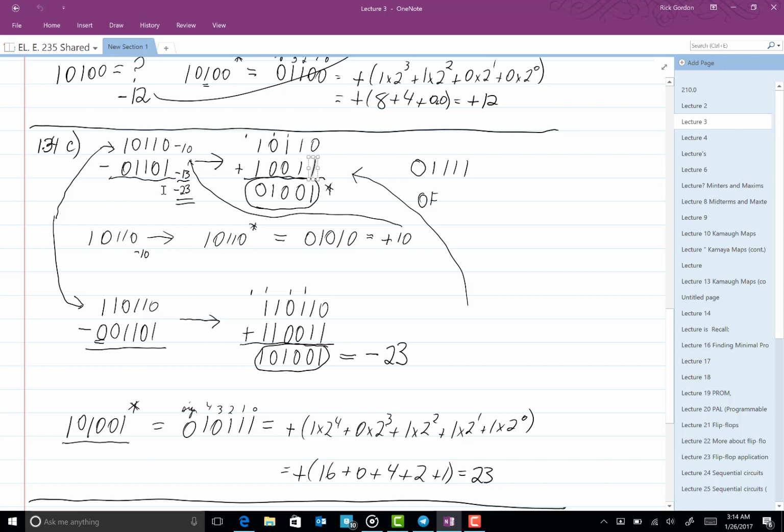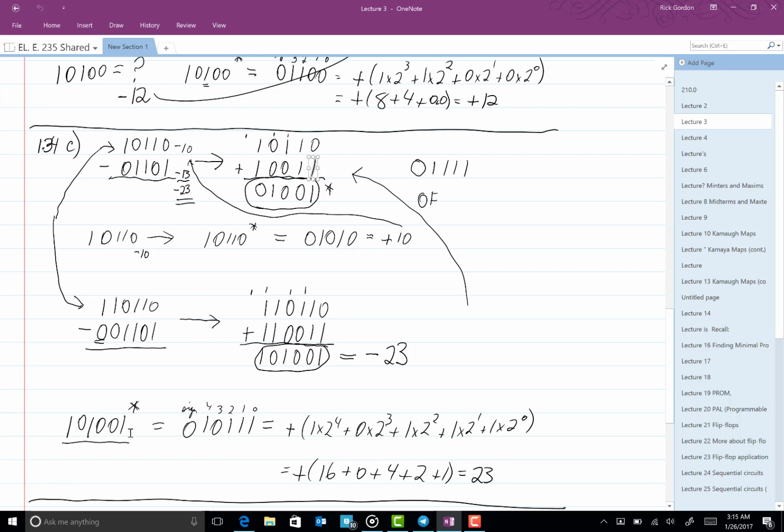Our total answer here should be a binary number representing negative 23. But the difficulty with that is that we just don't have enough bits to represent negative 23 as a signed binary number in 2's complement form when we have just 1, 2, 3, 4, 5 bits. We need one more bit, in other words, in order to write negative 23. And you can see that right here.